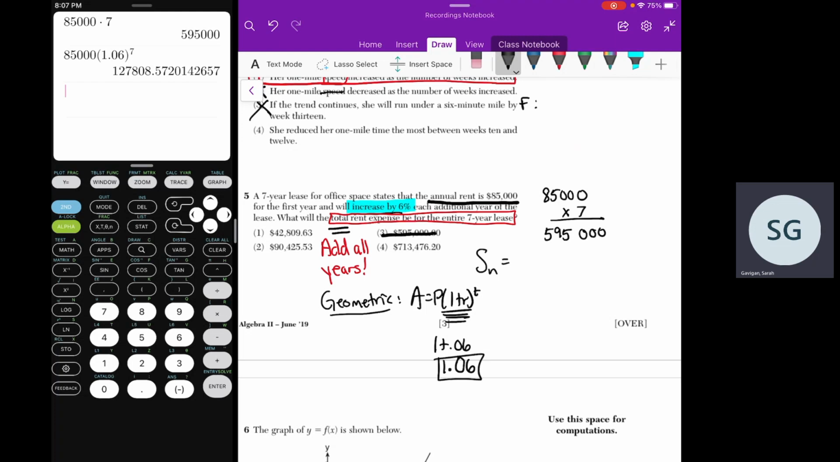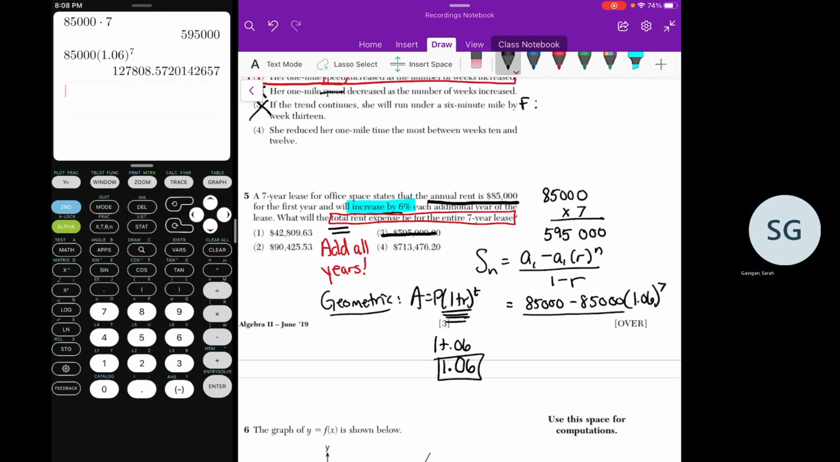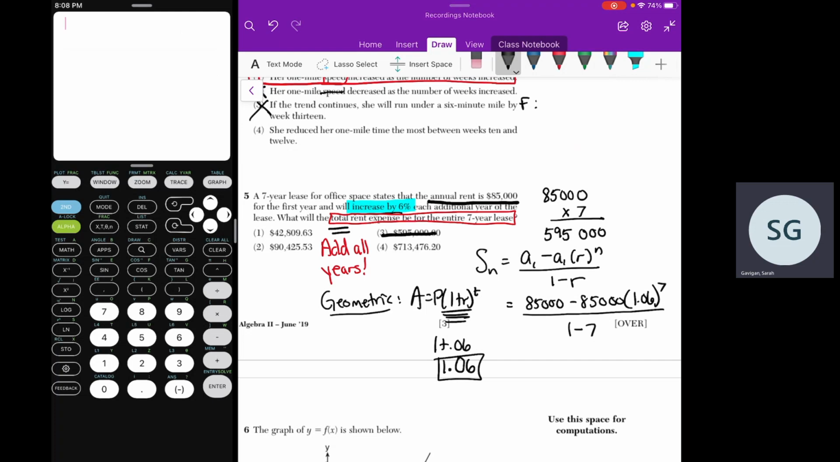I'm going to plug that into the formula that you're given on your reference sheet. Make sure you're using it. So my first one, A sub 1, is 85,000. Then 1.06 to the 7th, 1 minus 7. Now when you type this into your calculator, you have to be careful that you type it in right. I start with parentheses times 1.06 to the 7th.